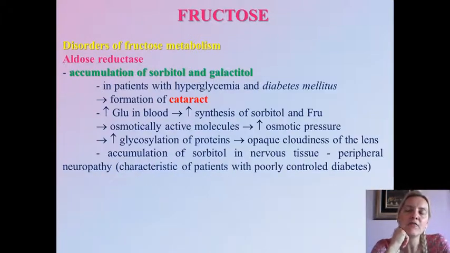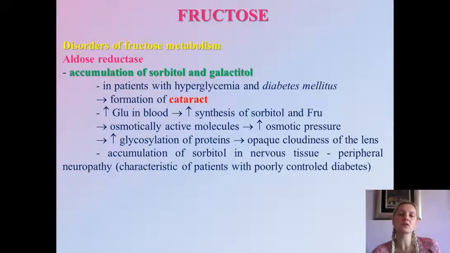intolerance. And finally, the last regulatory enzyme regarding fructose synthesis is aldose reductase, which leads to the accumulation of sorbitol and galactitol from galactose reduction. And it occurs in patients with hyperglycemia or diabetes mellitus, and ends up in the formation of cataract.